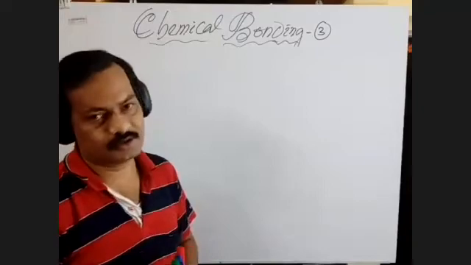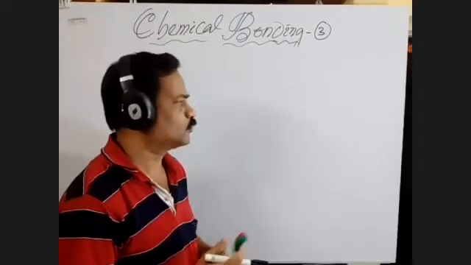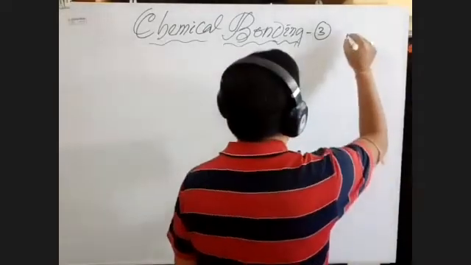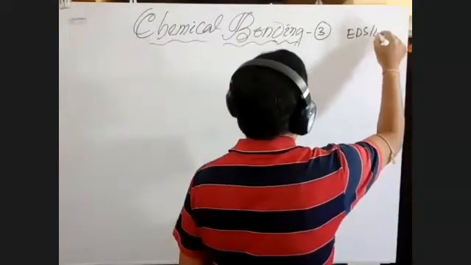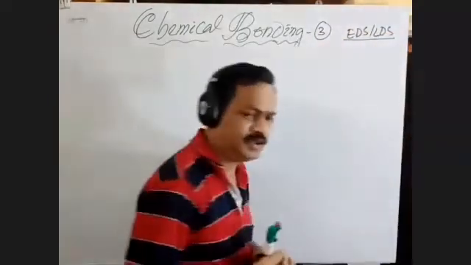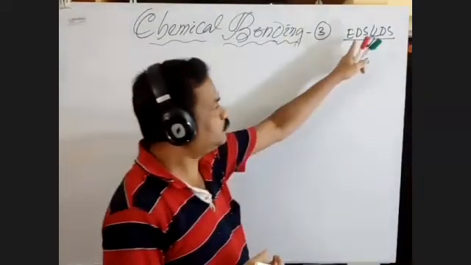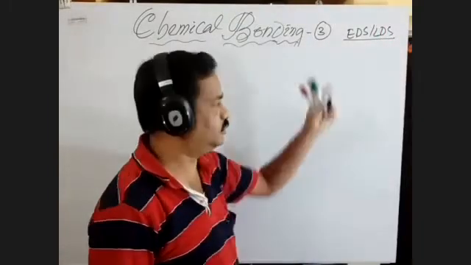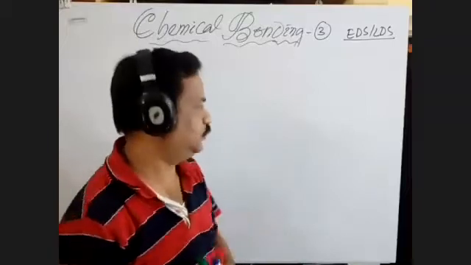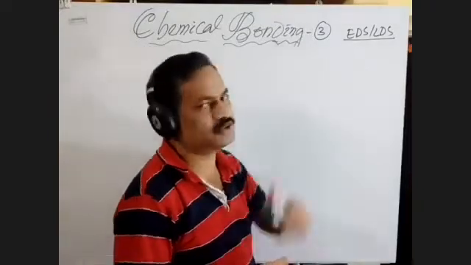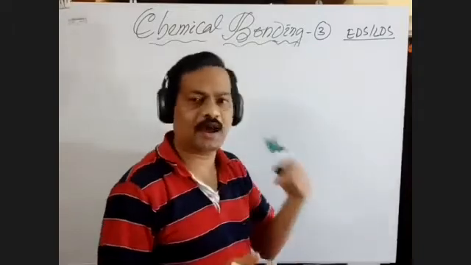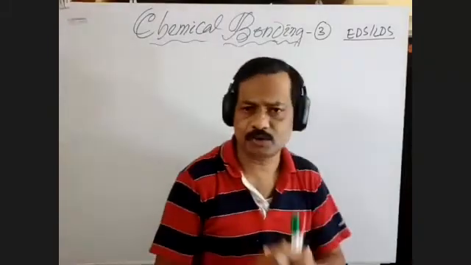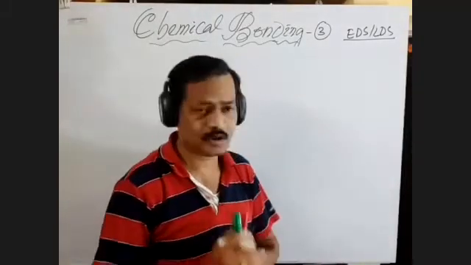Electronic dot structure. I already gave the homework to you also. So what is electronic dot structure? We call it EDS, or it is also called LDS. EDS means electronic dot structure. LDS means Lewis dot structure, because this is suggested by G.N. Lewis. That's why it is called Lewis dot structure, because this represents the valence electrons in the atom which participate in the bond formation.